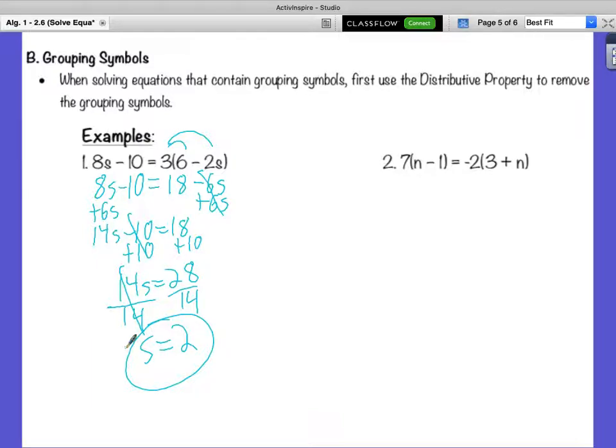What's different between the first and the second one here? There are two sets of parentheses, right? So we're going to distribute on the left side and the right side. Let's walk through this together, okay?